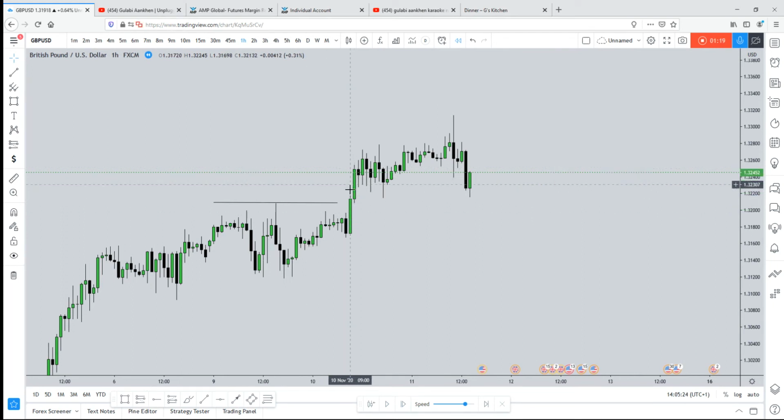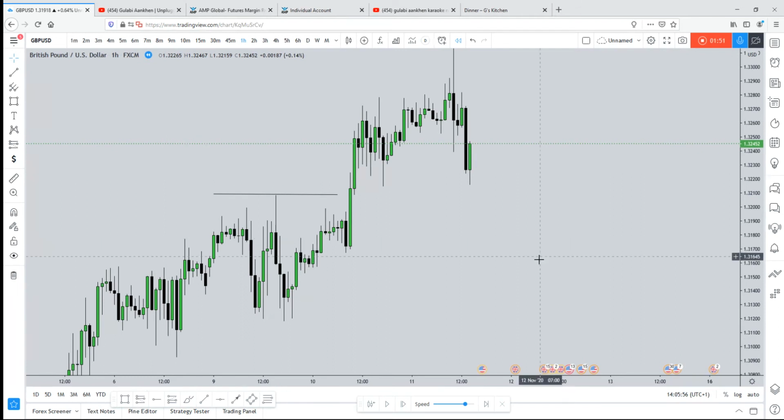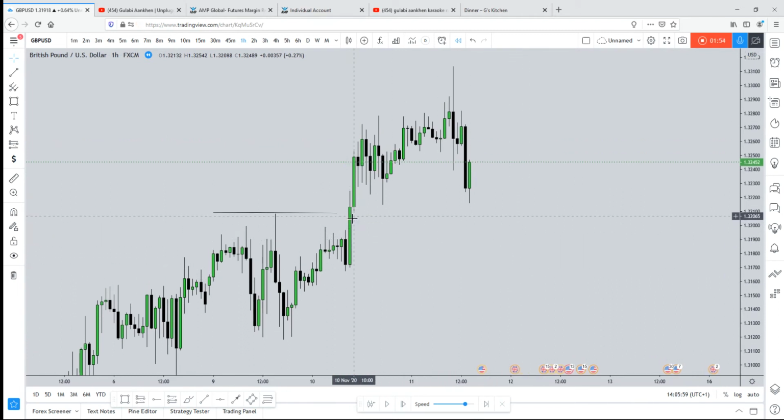While breaking the structure, price left some imbalance. That's why this order block is a very high probability order block for me when the next time price reaches here. Why? Because while breaking the structure, I got an IPA, and price left an imbalance. This is the imbalance. Let me zoom a little bit for you. This is the imbalance I was talking about.